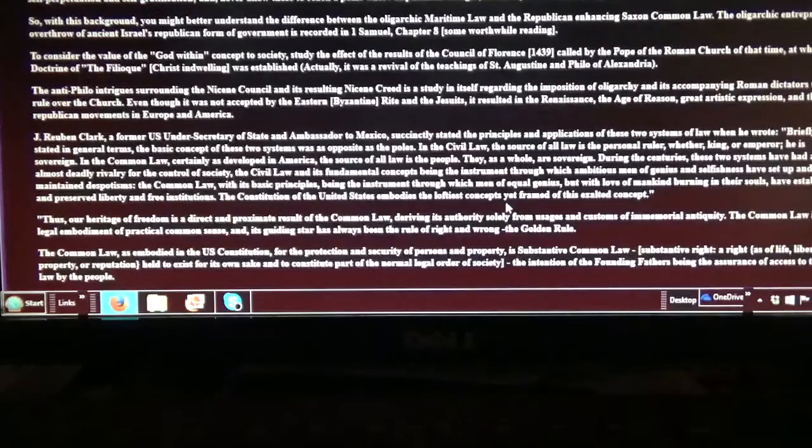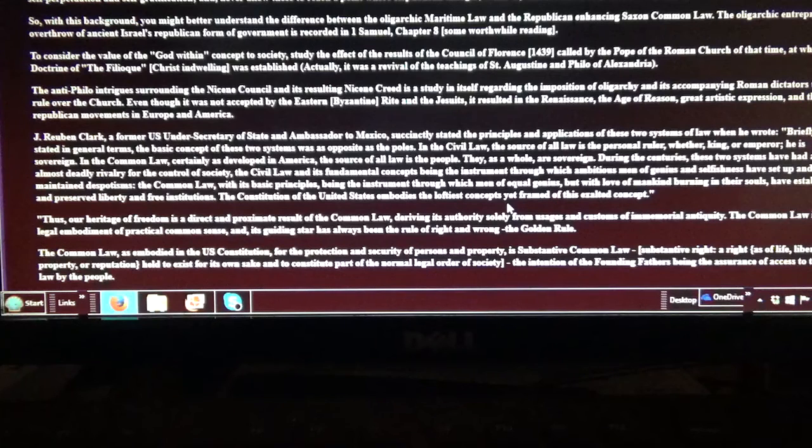J. Reuben Clark, a former U.S. Undersecretary of State and Ambassador to Mexico, succinctly stated the principles and applications of these two systems of law when he wrote, briefly and stated in general terms, the basic concept of these two systems was as opposite as the poles. In the civil law, the source of all law is the personal ruler, whether king or emperor. He is sovereign. In the common law, certainly as developed in America, the source of all law is the people. They as a whole are sovereign.